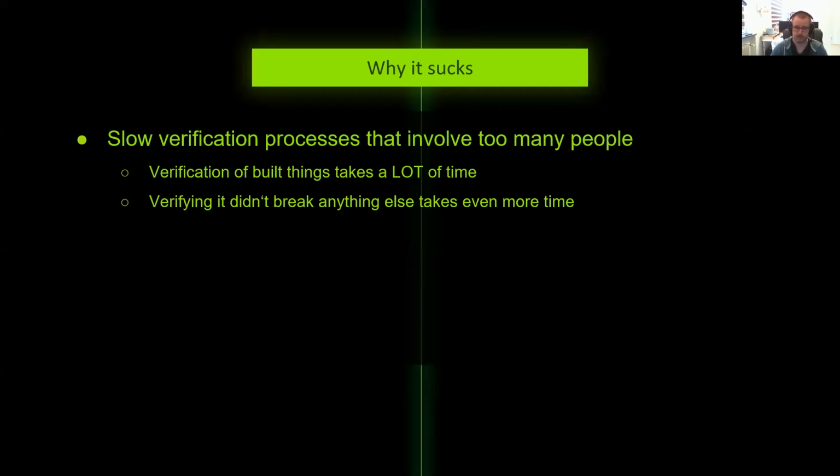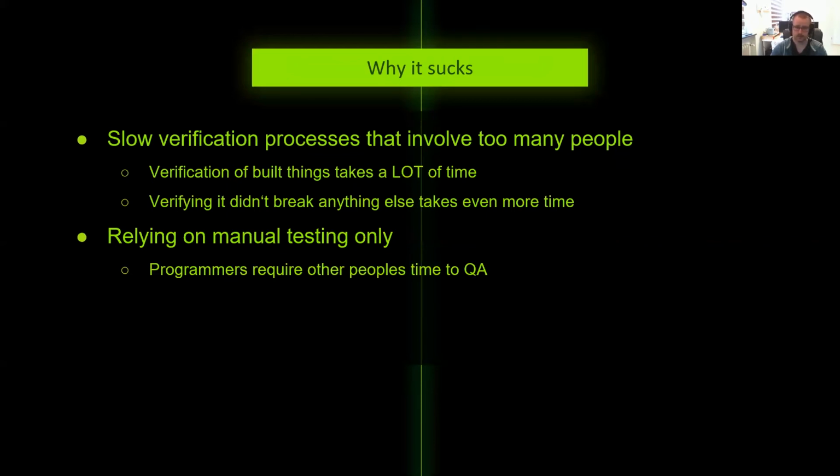The problem here is that we are often relying on manual testing only. Of course, not everybody does this. Some people do this crazy thing called automated testing, but many of us don't. This has some implications, being programmers who require other people's time to properly QA features. I mean, we programmers can of course QA and test our features, but you all know programmers who say this famous sentence, "It works on my machine."